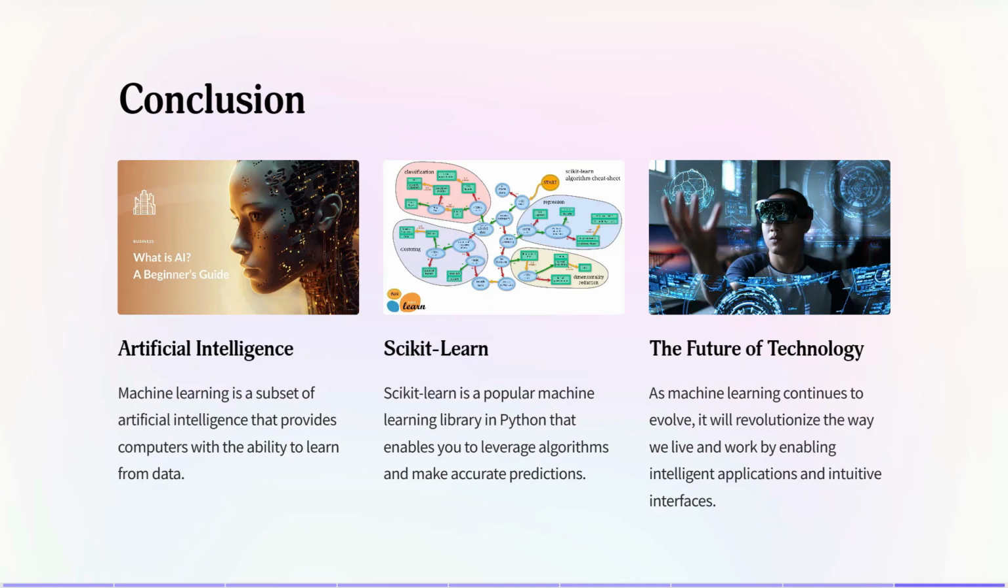Concluding, machine learning is a subset of artificial intelligence with the ability to learn from data. Scikit-learn is a popular machine learning library in Python which enables you to leverage algorithms and make accurate predictions. As machine learning continues to evolve, it will revolutionize the way we live and work by enabling intelligent applications and intuitive interfaces. So that is pretty much the introduction of AI in bioinformatics, a little guide about that.